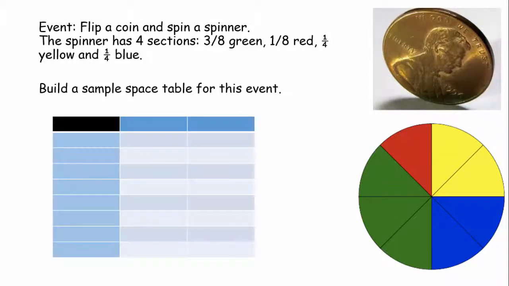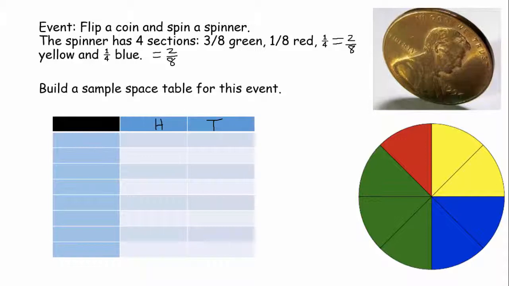Instead, we look at the fractions and we find a common denominator. So 8 works, right? We've got 8ths and 4ths, and we can change 4ths to 8ths. So we're going to break it down into 8 sections in that spinner instead of 4 sections. So what you see in my table is I've got my 2 sections here for heads and tails, but instead of 4 different colors, I've got 8 equal sections.